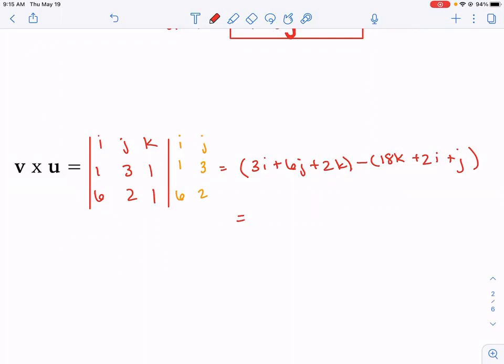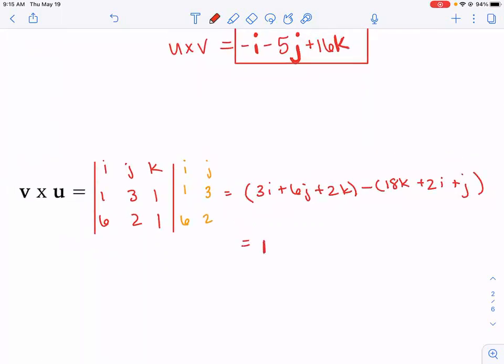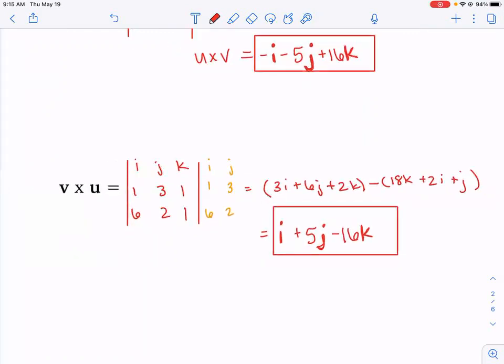Eric, what'd you get? Whoa. What's true about u cross v and v cross u? You were right the first time. u cross v is going to be the opposite of v cross u. Interesting.